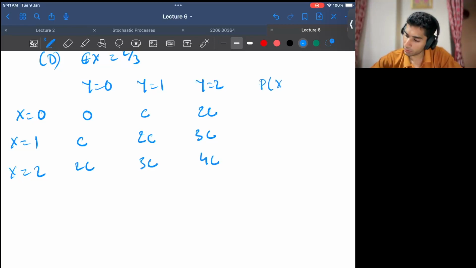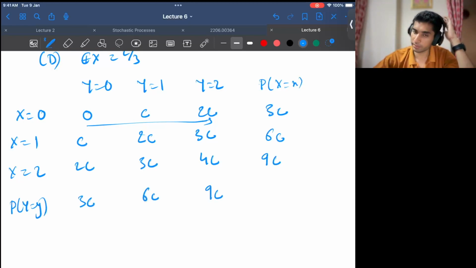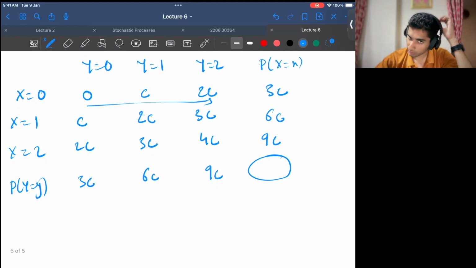Here you can write probability of x equal to x. You just add it like this. So it will become 3c, 6c, and 7 plus 2, 9c. And here you can write probability of y equal to y, which is 3c, 6c, 9c, and this thing here should be the sum of all of these. What is that? 9 plus 9 is 18, so 18c.